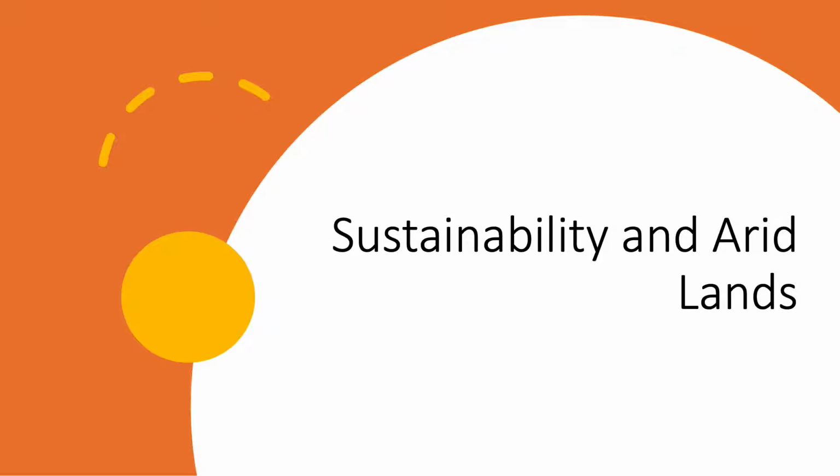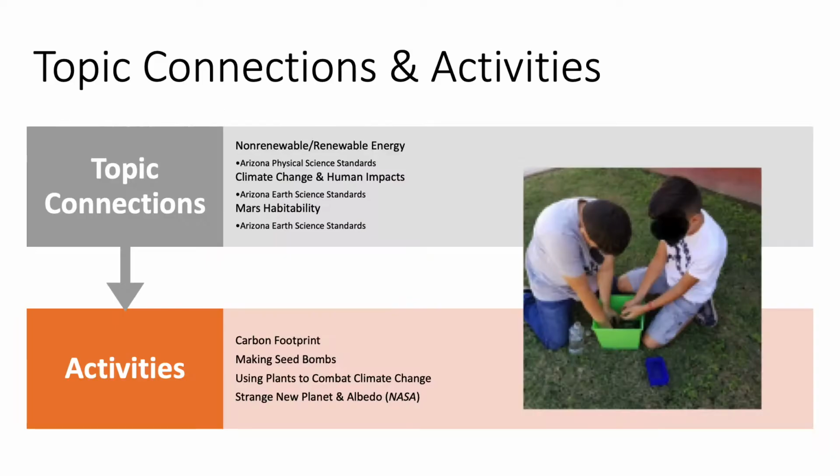The first theme that we connected to in SBAR was sustainability in arid lands. We made those connections with our 2004 standards, non-renewable and renewable energy, our 2004 and 2018 standards of climate change and human impacts, and our 2018 standards of Mars habitability, specifically arid lands on Mars.